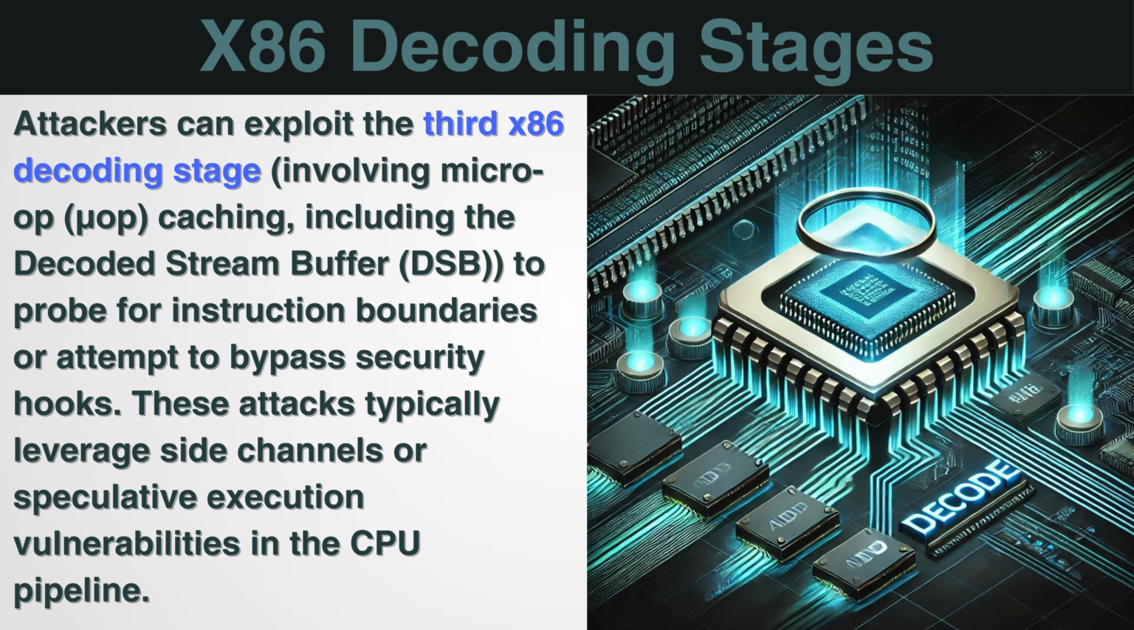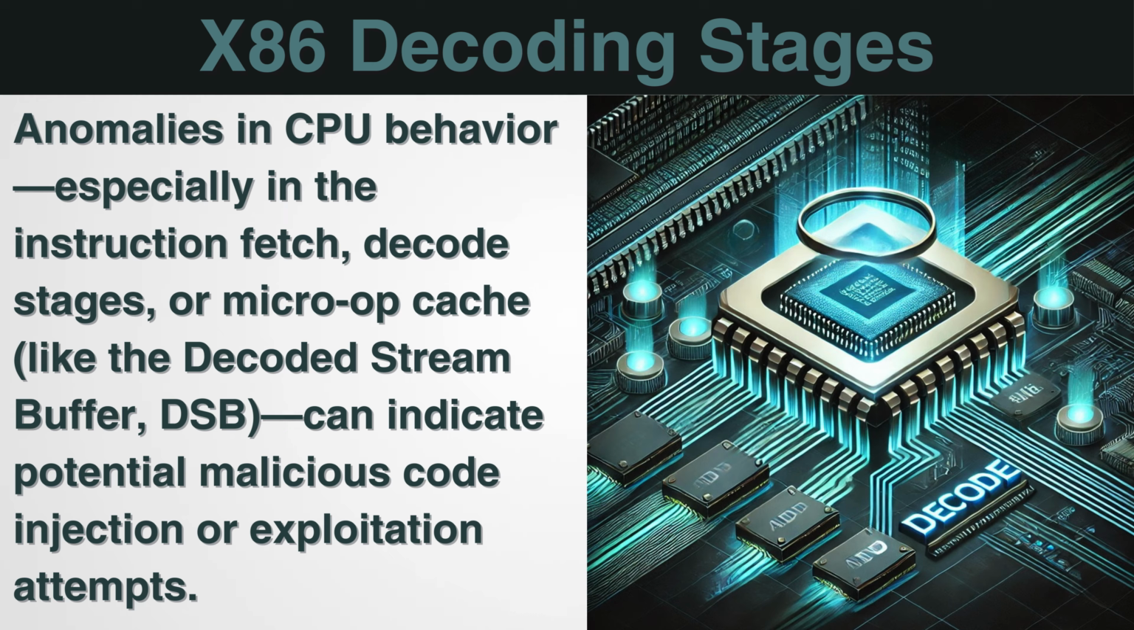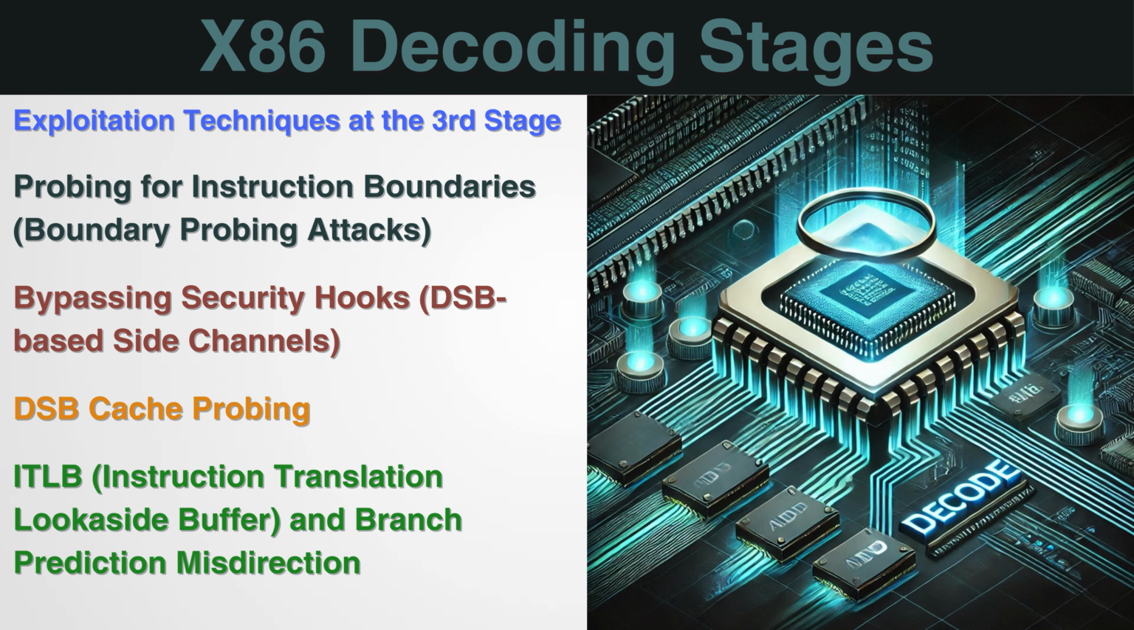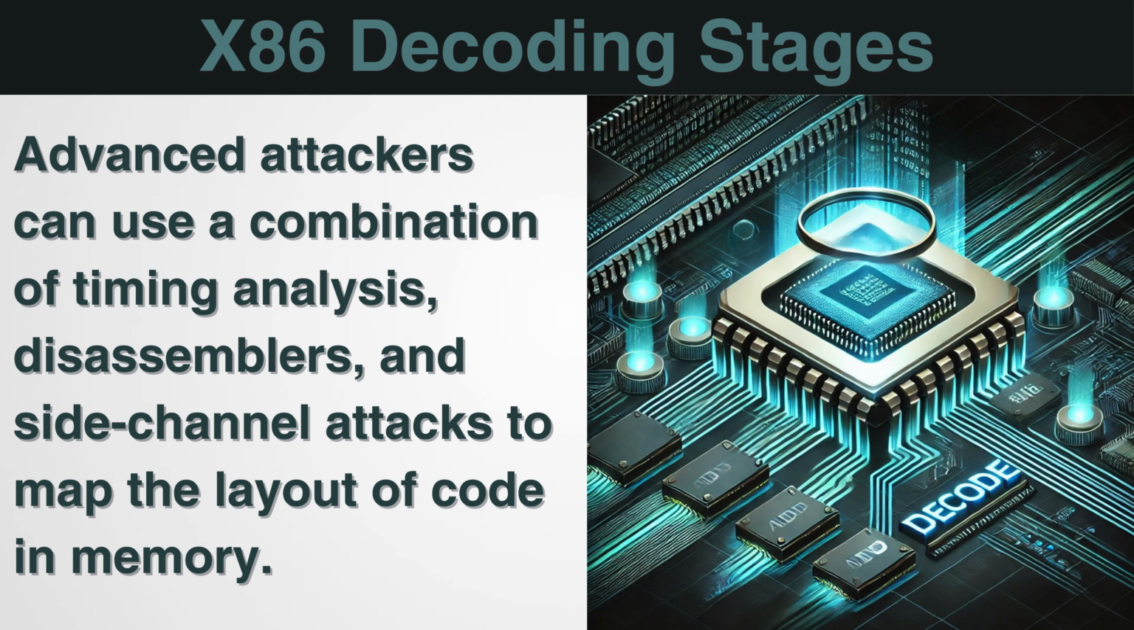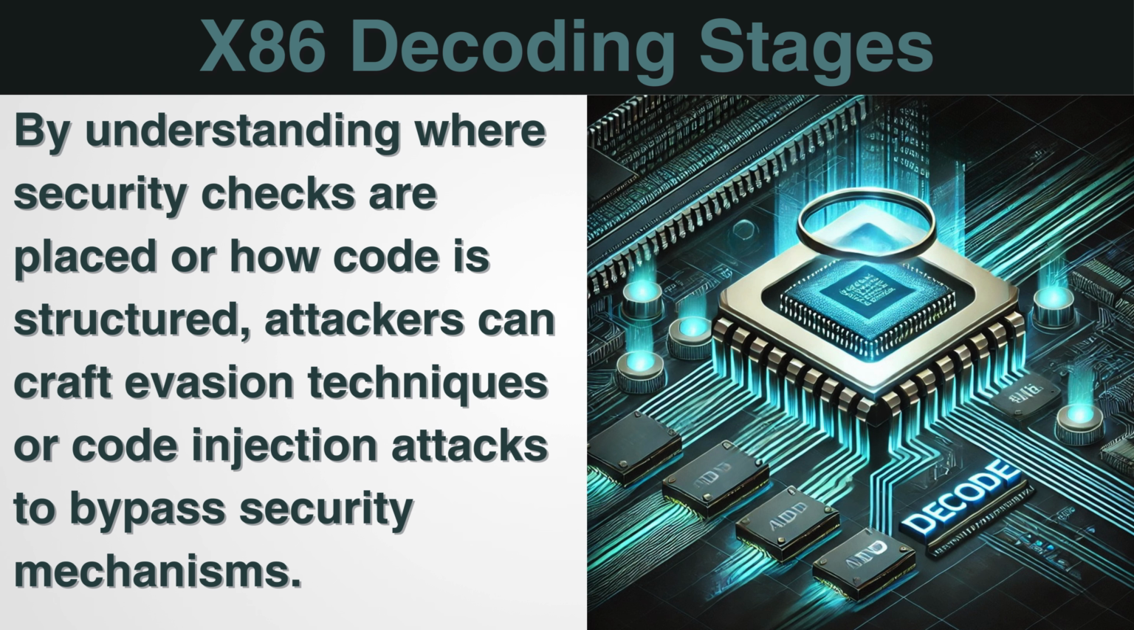So as part of that stage 3 instruction decode stage, attackers can probe the decoder behavior to identify instruction boundaries or bypass security hooks. And instruction decoding anomalies can indicate malicious code injection. Attackers perform this bypass by analyzing CPU instruction patterns, cache behavior, and micro-op activity to infer how the decoder processes instructions. Using timing analysis tools, disassemblers, and side channel attacks, attackers can map instruction boundaries and identify security hooks placed by antivirus engines or intrusion detection systems, IDS. This information can help craft obfuscated payloads, evade detection, or manipulate CPU behavior by exploits like speculative execution attacks.